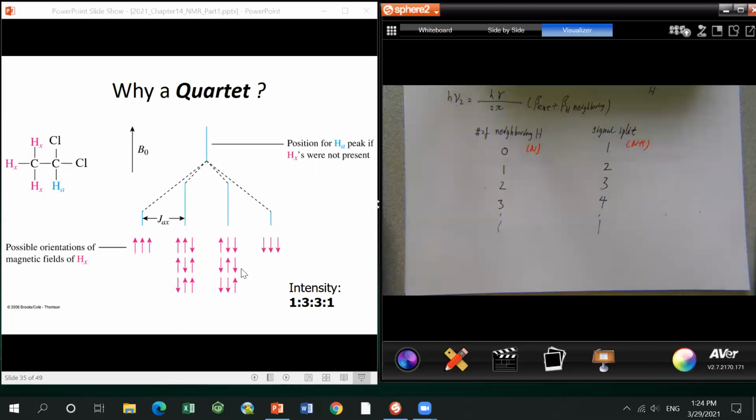And all the possible combinations of the local magnetic field directions give a 1 3 3 1 ratio. So that's why for the HA you get a quartet, and the peak intensity is 1 3 3 1.